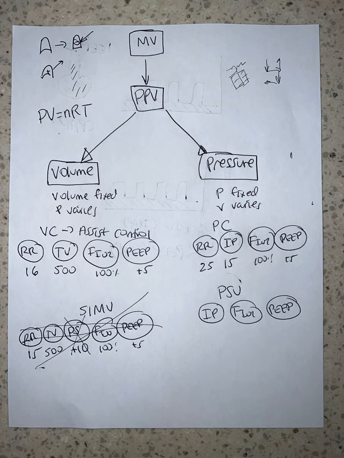Pressure support is completely spontaneous. There's no backup rate. So all you do is you dial in an inspiratory pressure, an FiO2, and PEEP. Now, no ventilator lets this happen, but technically, if the patient stops breathing and you turn off the apnea ventilation backup, the ventilator just sits there, and the patient could die, right? But no ventilator does that. Every ventilator has a backup mechanism to prevent the patient from dying.